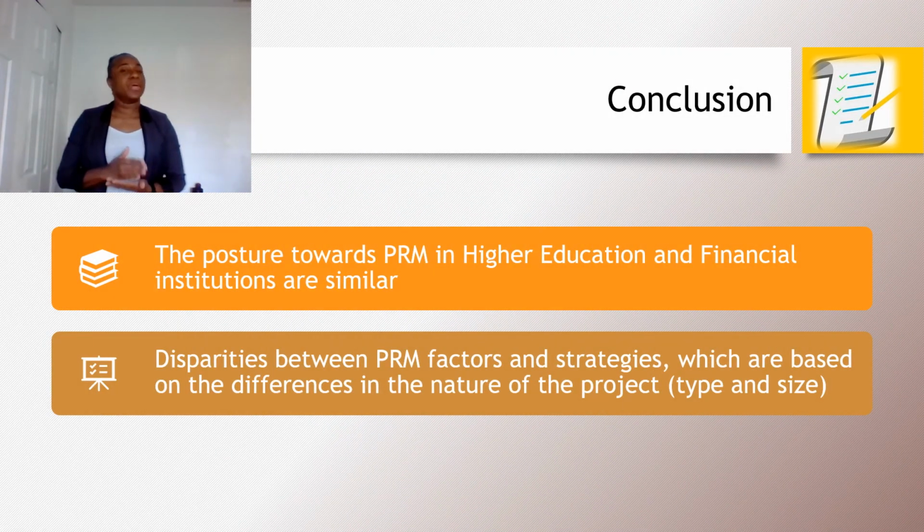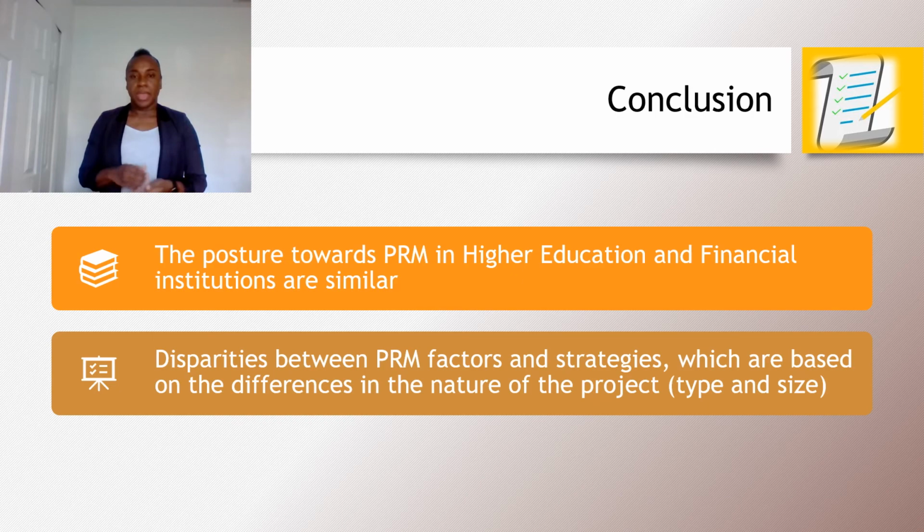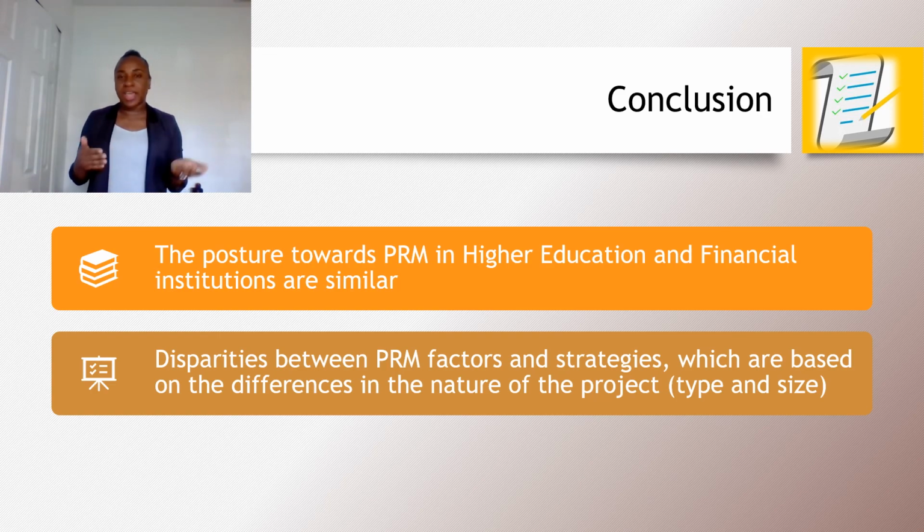As guided by the research questions and the existing literature, as well as based on the data collected, it was concluded that the posture towards project risk management practices in higher education and financial institutions is similar. However, there is a great difference between the nature of the projects, and as such, the strategies will differ based on project size and type. Based on that, there are existing disparities between project risk management factors and strategies, which are based on the differences in the nature of the project, which is type and size.